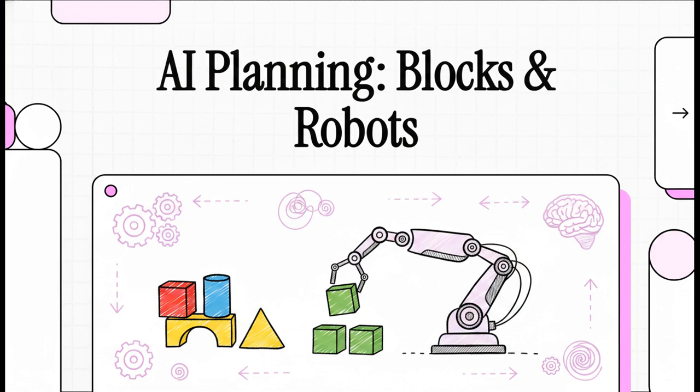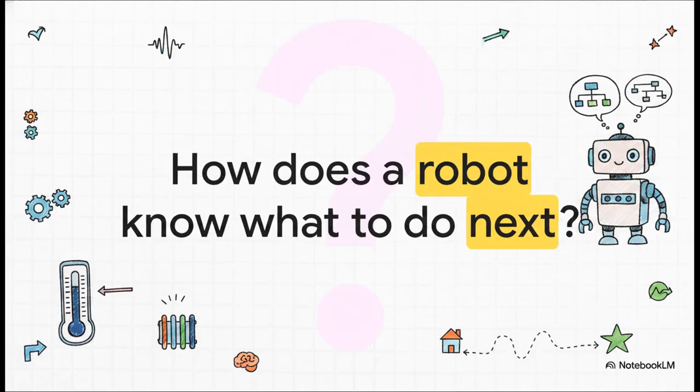Today, we're going to unravel the really fascinating logic behind artificial intelligence planning. We're actually going to look at how taking the absolute simplest childhood game turned into the foundational math that honestly runs our entire modern world. Because it really all boils down to this one single core question. How does a robot actually know what to do next?